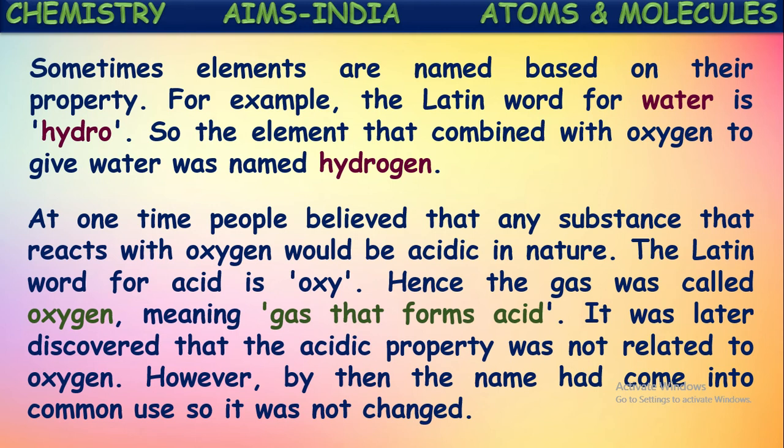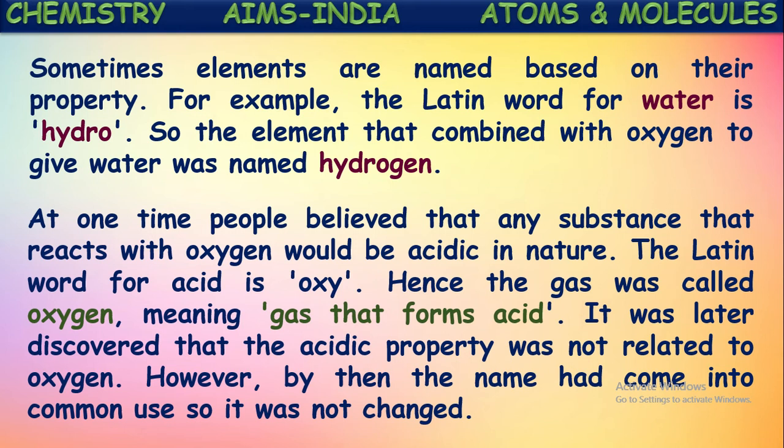So earlier they thought that the substances on reaction with oxygen form acids. That is why the name oxygen is given for this element. Oxy means acid here. Oxygen means acid generator or acid former. Of course, it was later discovered that the acidic property of acids was not related to oxygen. However, by then the name had come into common use, so it was not changed.